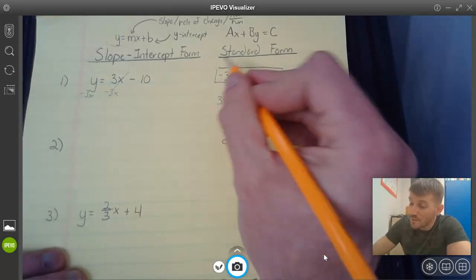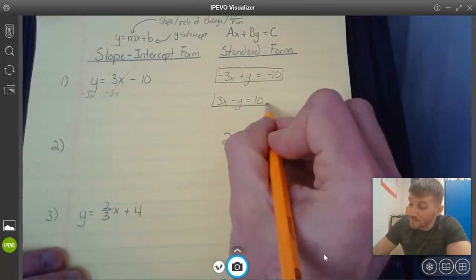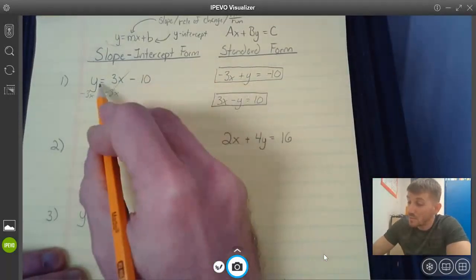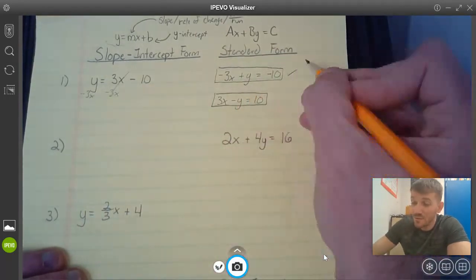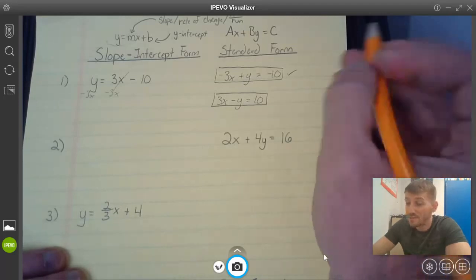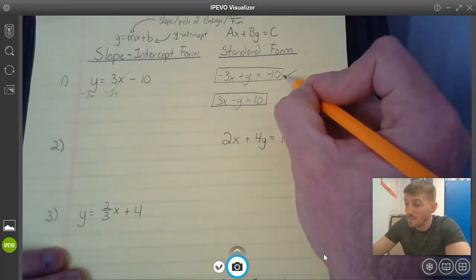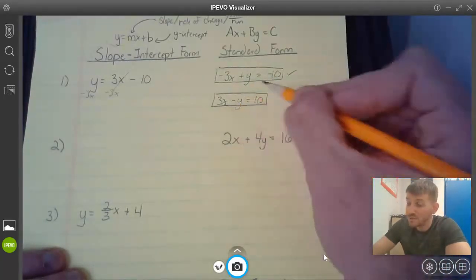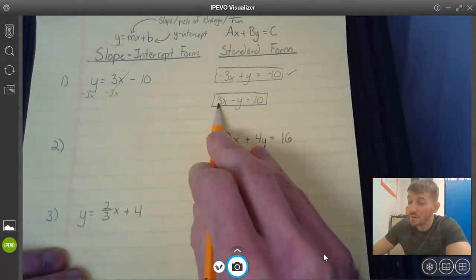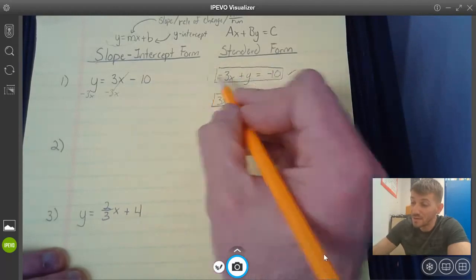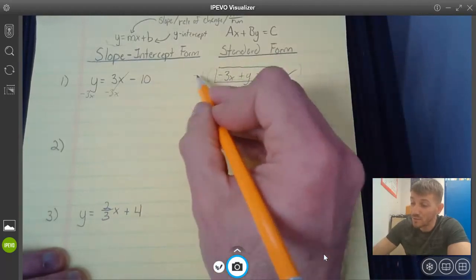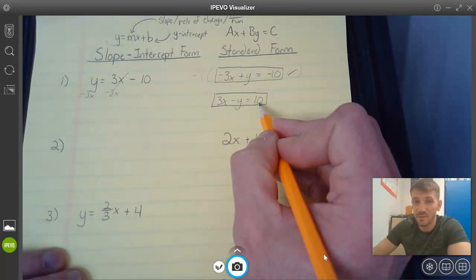So this equation right here was in slope intercept form. We changed it to standard form. I am happy with this, but I just want you to be aware that if you did not see that, people might actually change this to be positive in the front. So they would divide or multiply this entire equation by -1, and it would give you your result here.